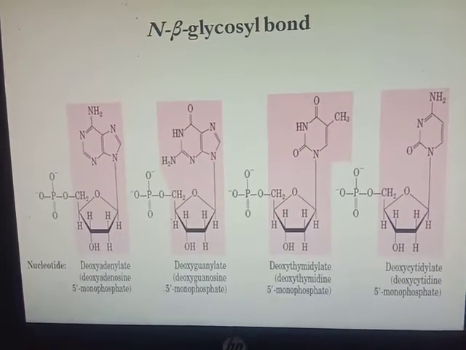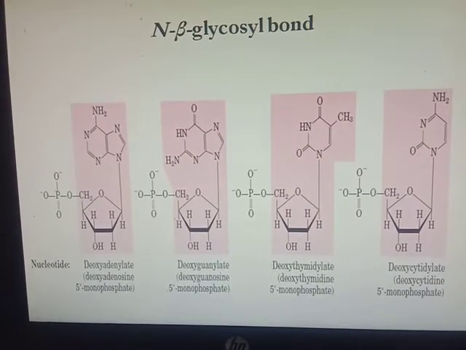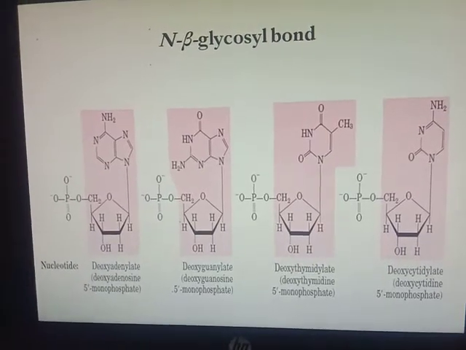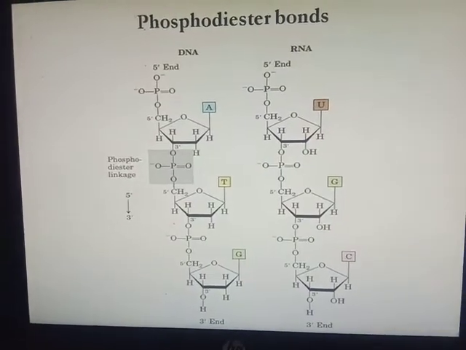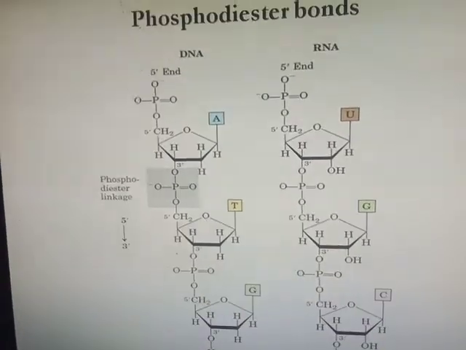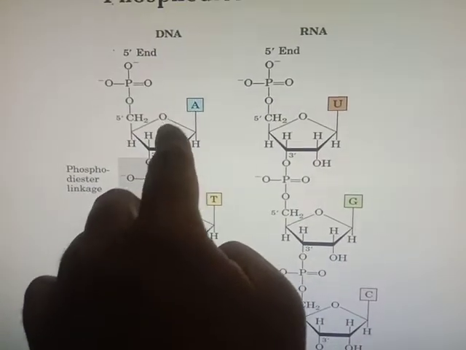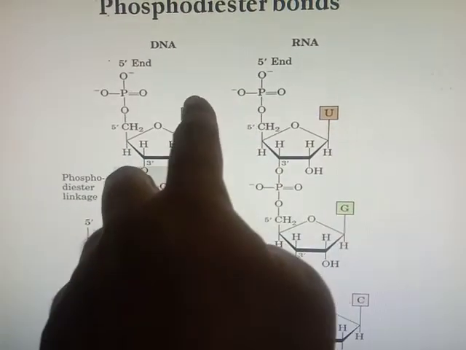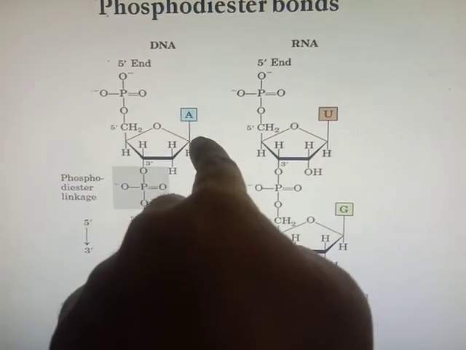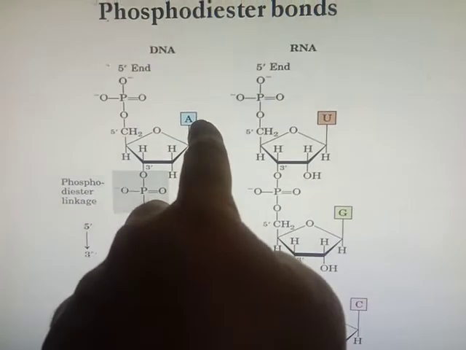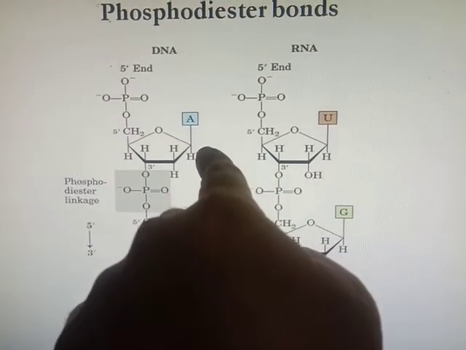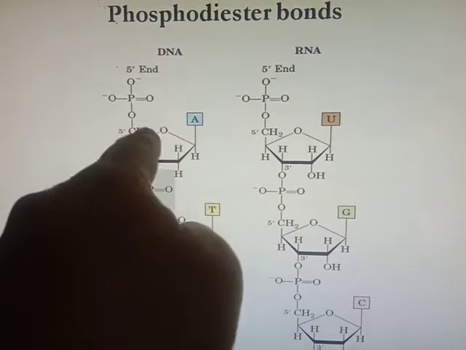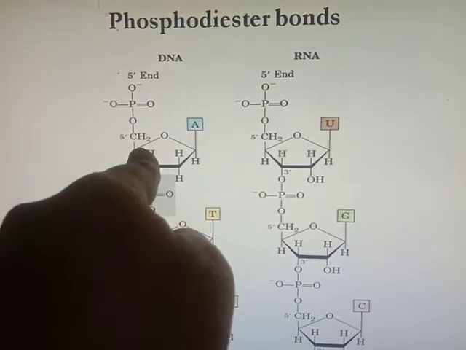This bond by which the nitrogenous base is linked to the ribose sugar is called N-beta glycosyl bond. Then next is phosphodiester bond. So here you see this is the ribose sugar, nucleotide, nitrogenous base, whether it is DNA or RNA. The nitrogenous base is, for example, adenine. It is a purine. So N9 is linked to the first carbon of ribose, whereas the phosphate group is linked to the fifth carbon of that ribose sugar.